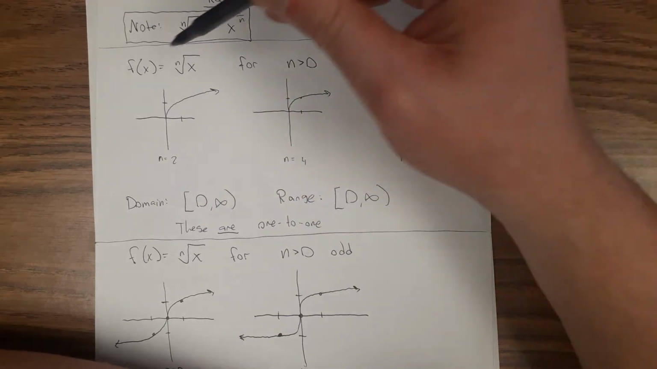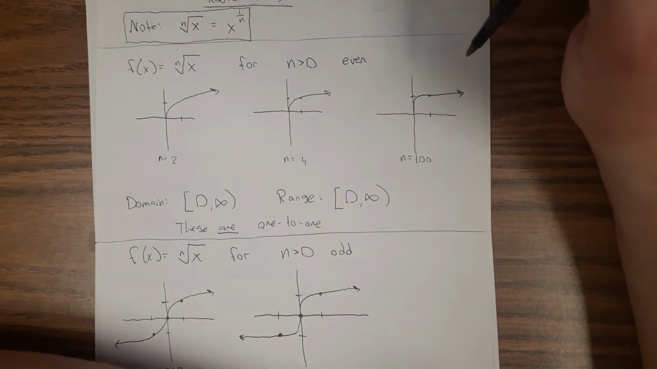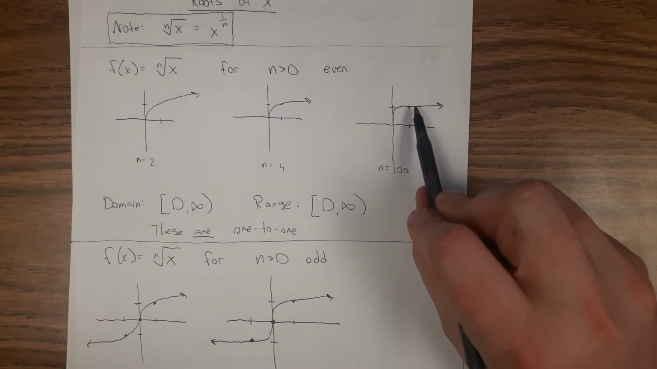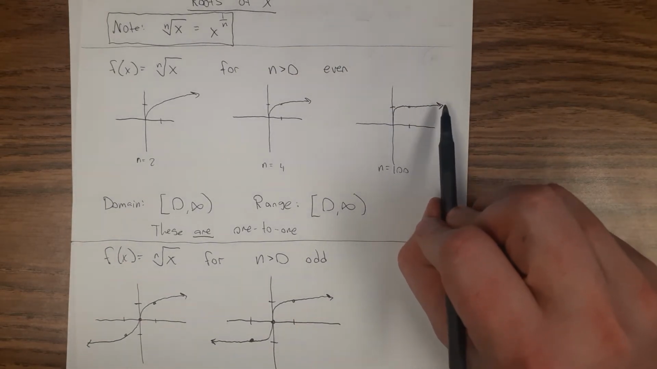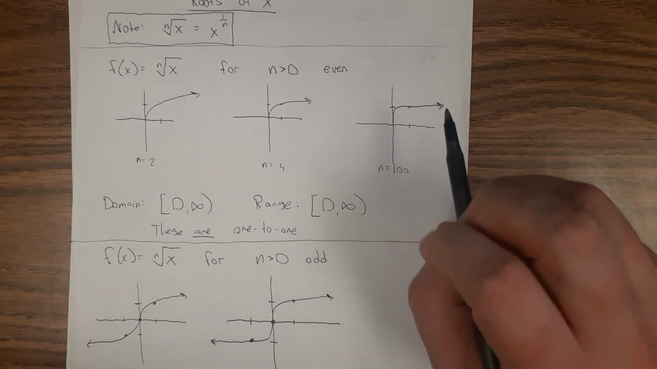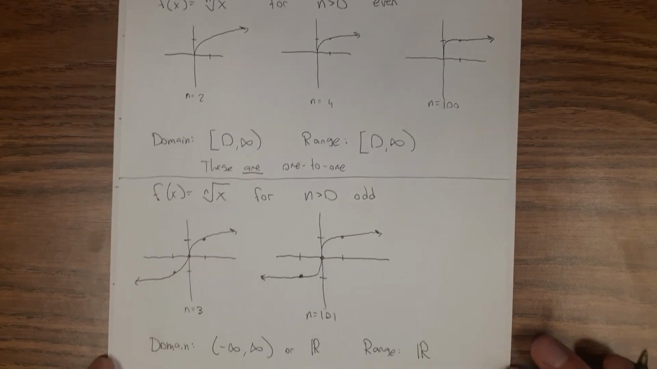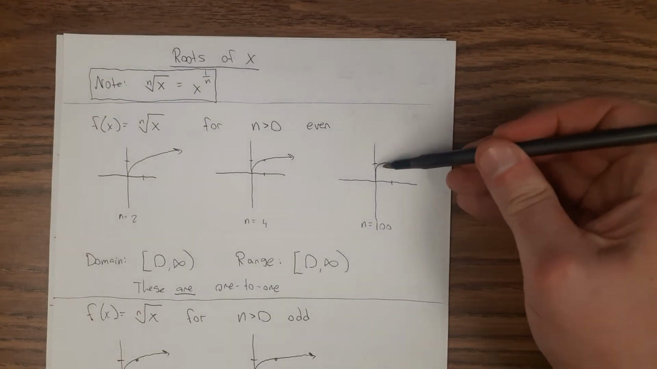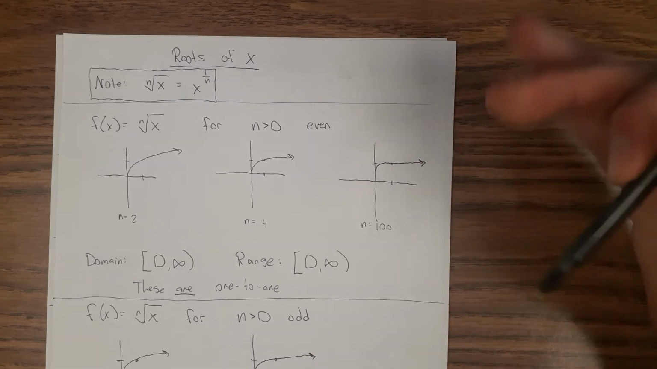And these are one-to-one because these pass the horizontal line test. Even though, for example, this one looks like it's almost flat, a horizontal line still only crosses once. It's not literally moving straight to the right. It is going a little bit up as it goes to the right.